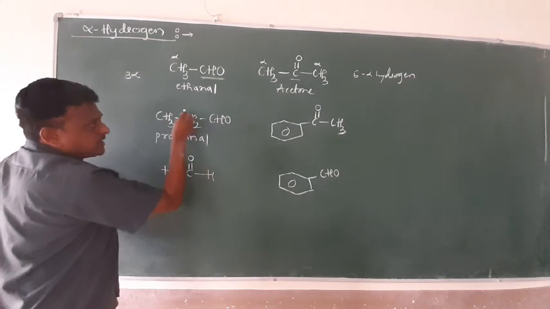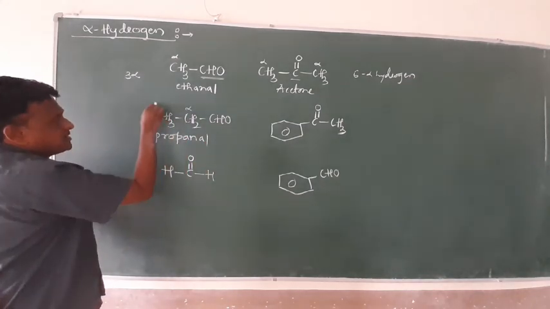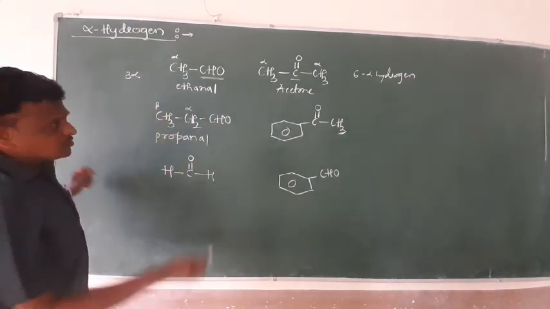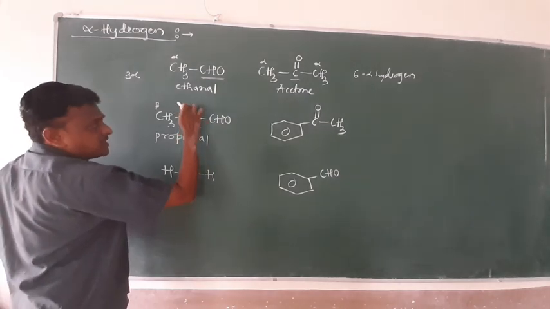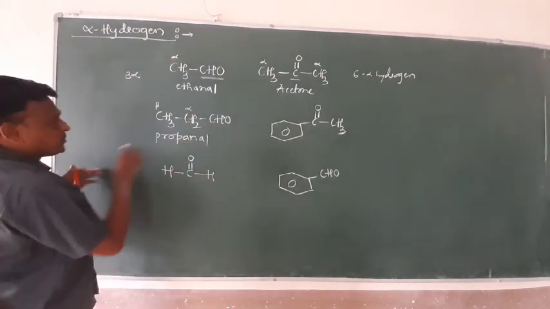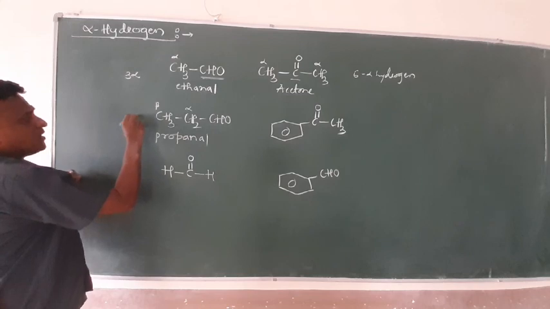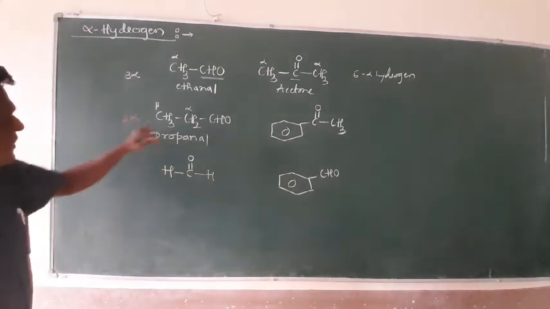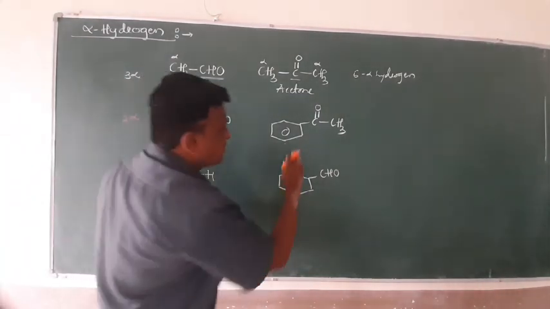The functional group is attached here. This is alpha. This is your beta. Now my question: the carbon attached to the functional group is alpha, containing 2 hydrogens. Automatically propanal has 2 alpha hydrogens. Propanal has 2 alpha hydrogens. Now you come to here.